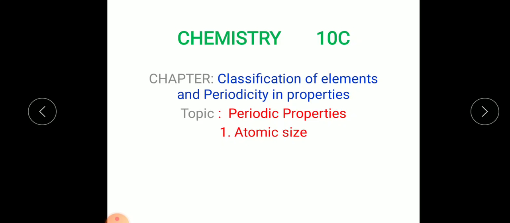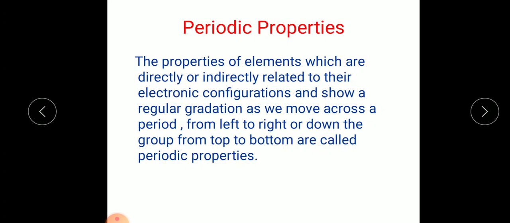We also came to know about the different types of elements: representative elements, transition elements, inner transition elements, noble gases, all this type. Okay, we discussed that in the last class. Now today we are going to study the topic known as periodic properties, or we also call it periodicity. Okay, first let us see what is periodicity or periodic properties.